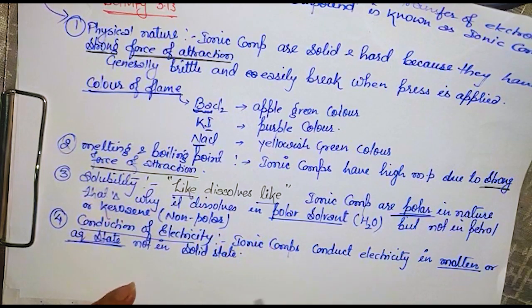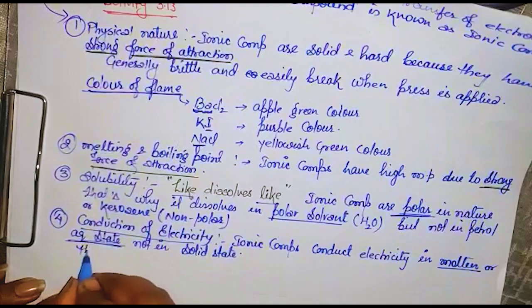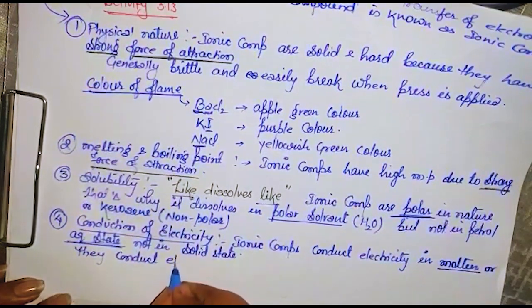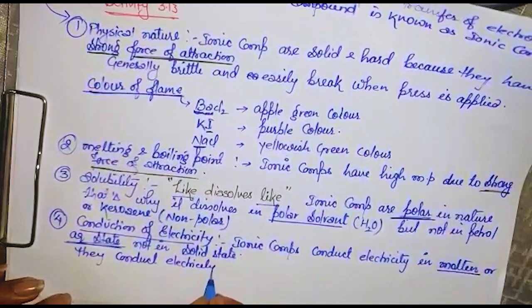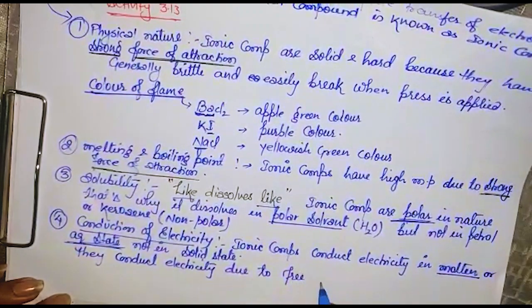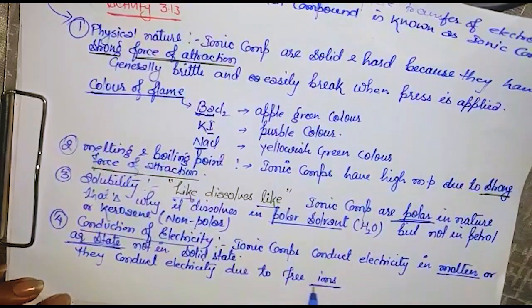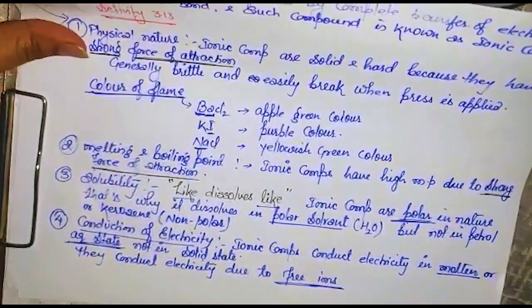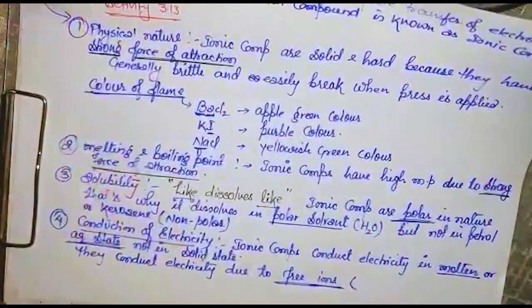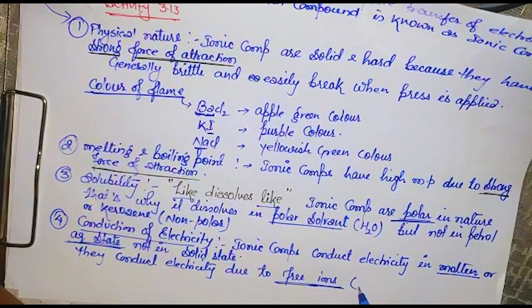Why do they conduct electricity? Ionic compounds conduct electricity due to free ions. This is the word. Whenever it is asked why ionic compounds conduct electricity, you must say that ionic compounds conduct electricity due to free ions, or a good word you can use, due to mobility of free ions.